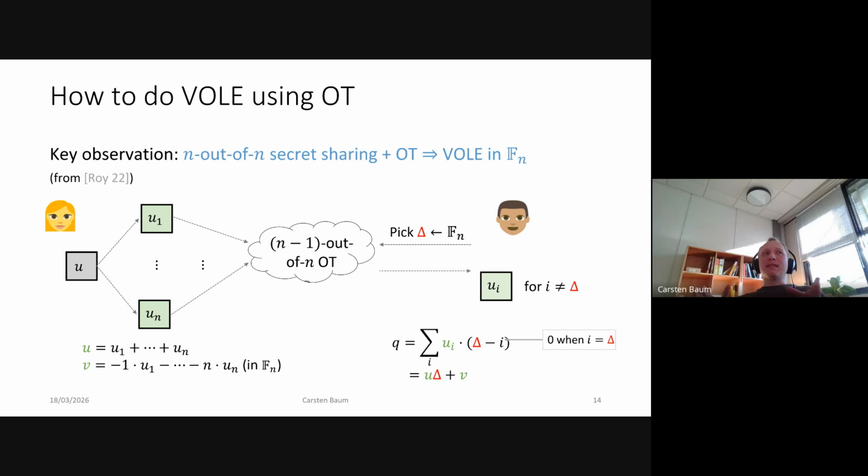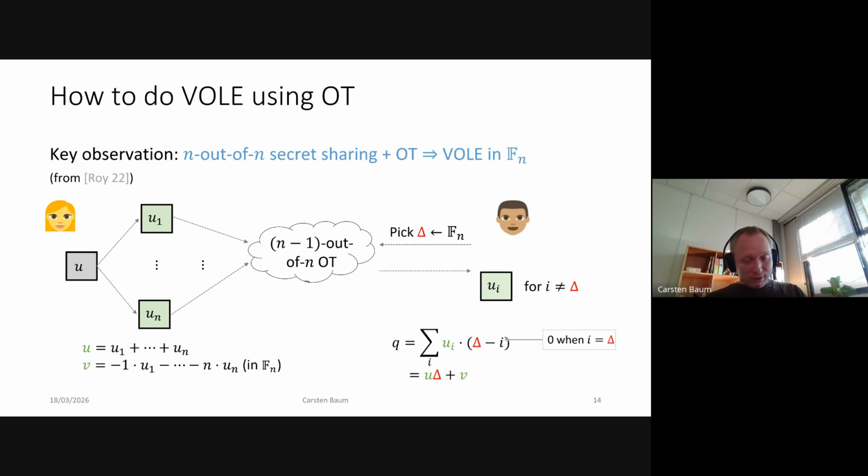Even as the verifier, without having U_i at this specific point, I can still evaluate the polynomial at the point delta by just setting things up in this way, as I just mentioned. And that is how from n-1 secret shares I get an OLE correlation and a VOLE correlation.